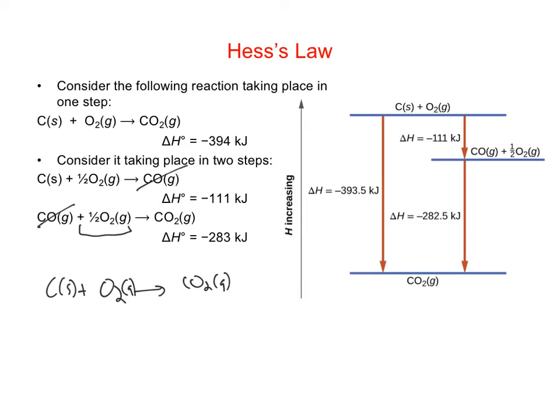So you can see that when I added these two reactions together, I got this new overall reaction, and when I add the enthalpies of these two steps, negative 111 plus negative 283, I get the delta H of the overall reaction is negative 394 kilojoules.